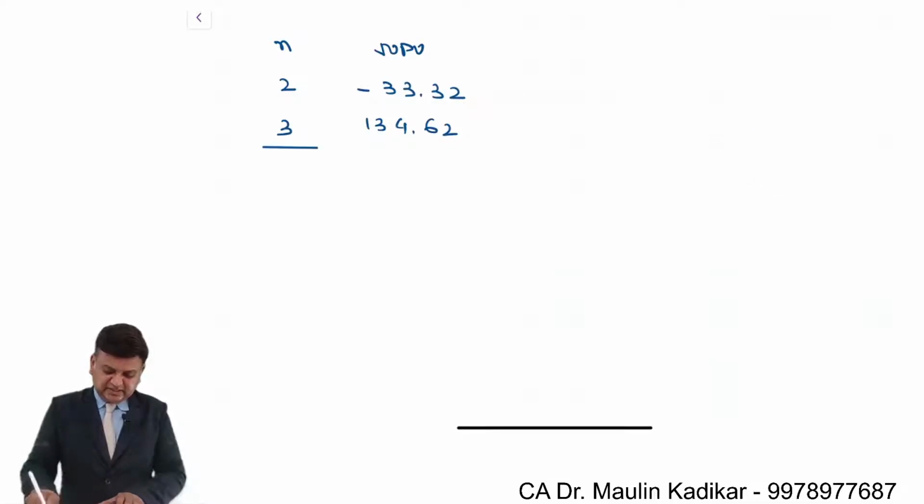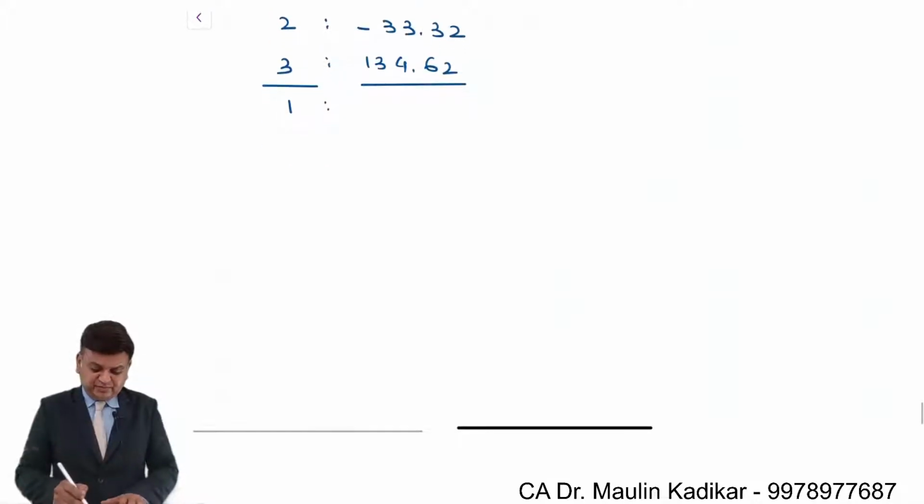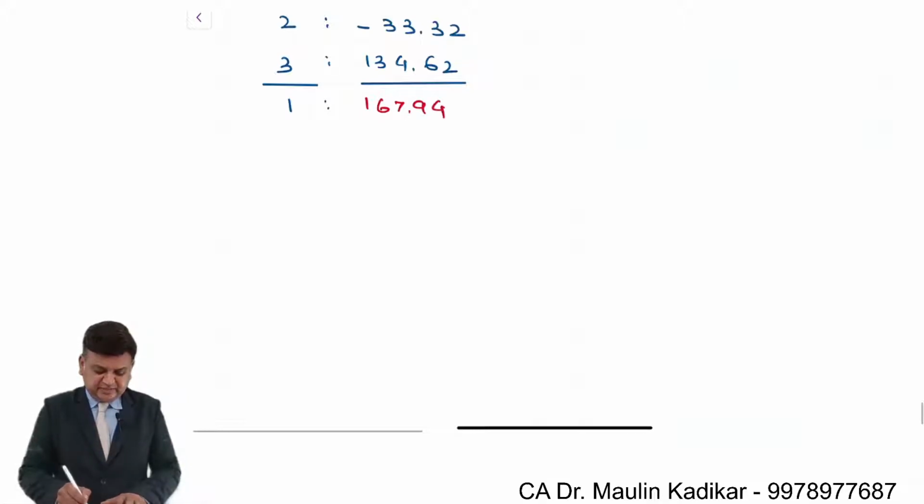So can we say that, if at all life of the project is changing by 1 year, NPV of the project will change by how much amount? Difference of these two. One is positive value, another is negative value. So the difference will be addition of both of them. 167.94 lakhs.